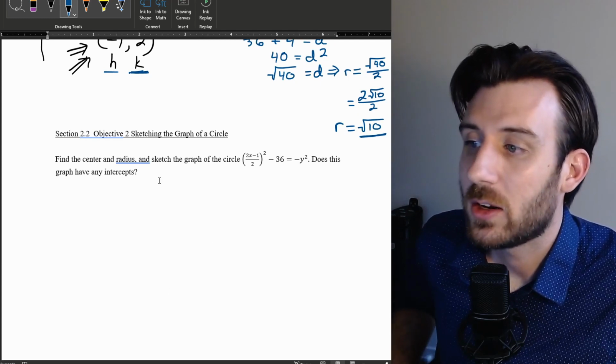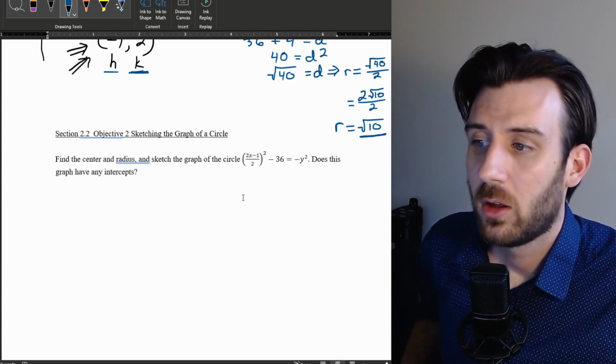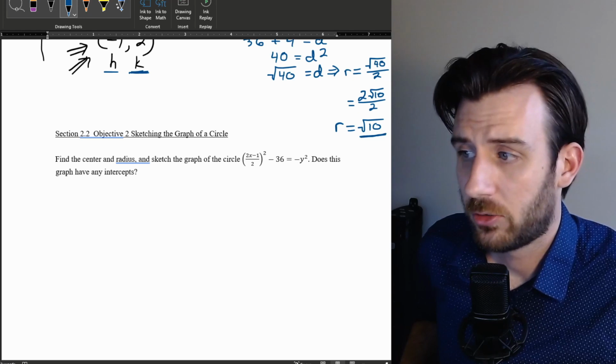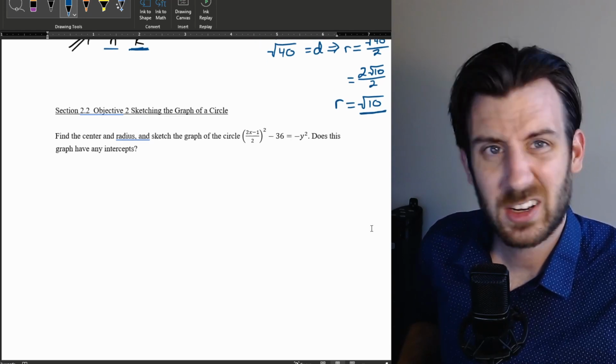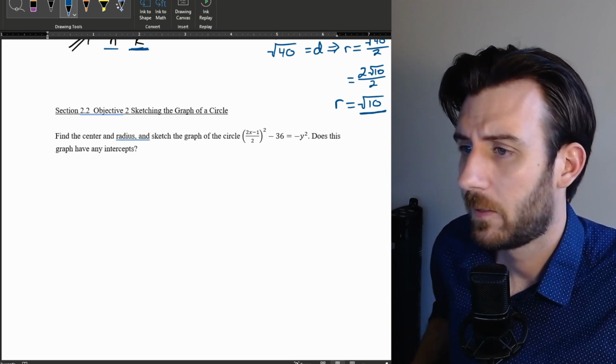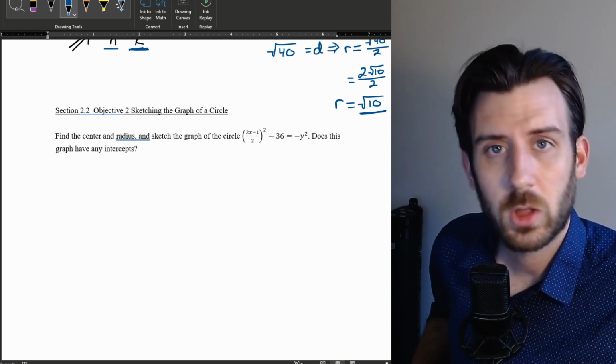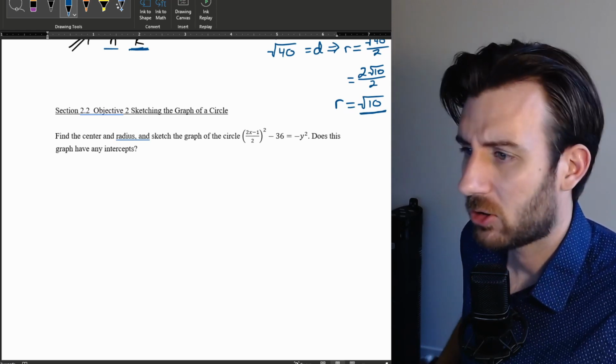All right. Find the center and radius and sketch the graph of the circle, all of this. Ooh, does it have any intercepts? First thing, is that a circle? That doesn't look anything like a circle. Well, let's play. Let's see if it is a circle. Maybe it's a typo. Let's play.